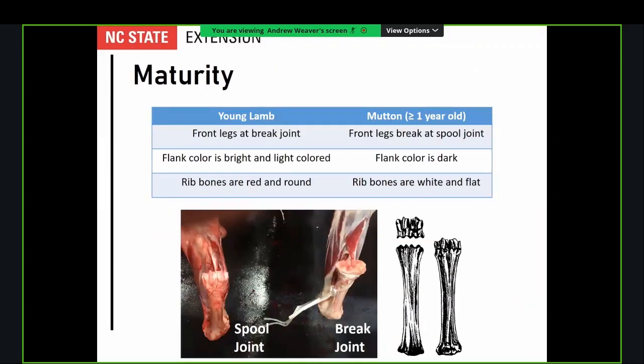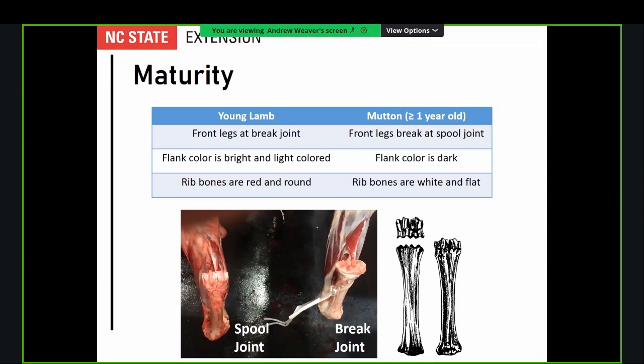And so how do we evaluate maturity? There are a couple of locations we can look at to evaluate maturity. One thing we look at is the break joint on the front legs. And so we're looking for the presence of a break joint rather than a spool joint. I have a couple pictures here to illustrate this. On the left, you'll see a spool joint, literally looks like a spool of thread. And on the right, you see that break joint.